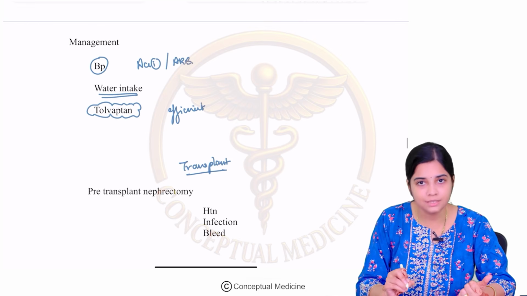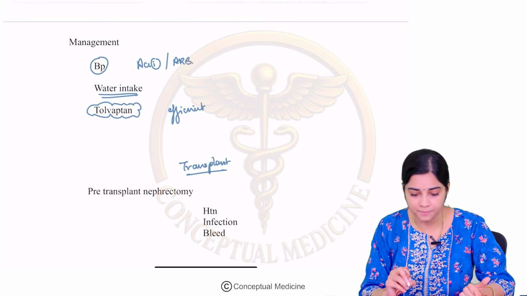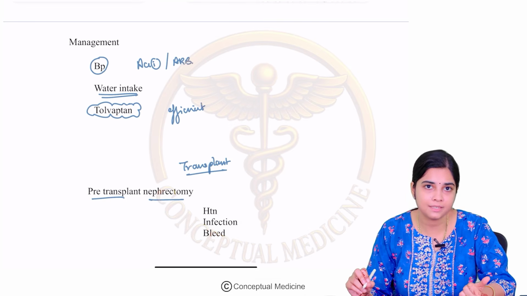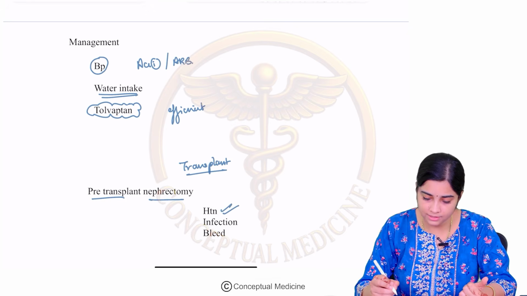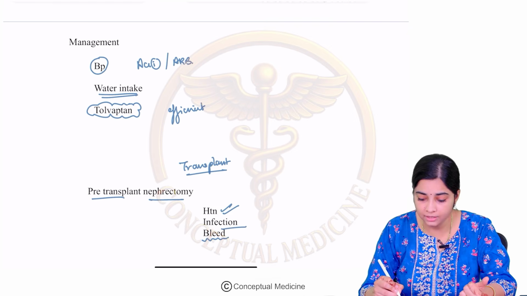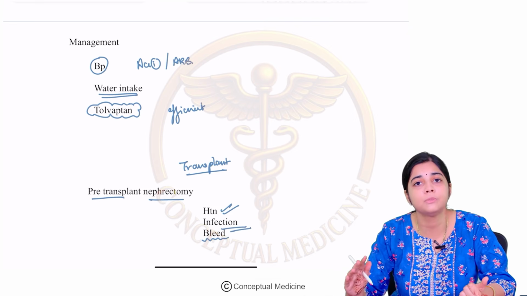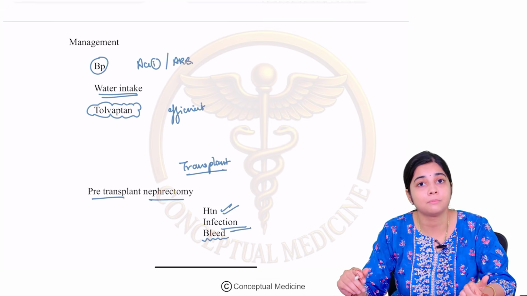If they go on to CKD and they become anuric. So pre-transplant nephrectomy, when do you do it? Pre-transplant, generally we do not do a nephrectomy. When do you do it? If there is associated severe hypertension, or if there has been a cyst hemorrhage and bleeding, or there has been a severe infection or cyst infection, then you have to remove the kidney before replacing it. Okay. So this is about your management of polycystic kidney disease.